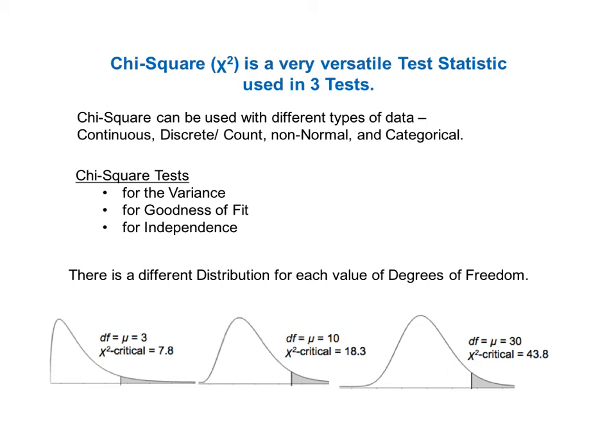The chi-square test for independence can tell us whether there is an association or a statistically significant difference between two categorical variables. For example, whether or not gender influences ice cream flavor preference. There is a different chi-square distribution for each value of degrees of freedom, which is the sample size minus 1, and the shapes change. Also notice that the mean of a chi-square distribution is equal to the degrees of freedom for that distribution.